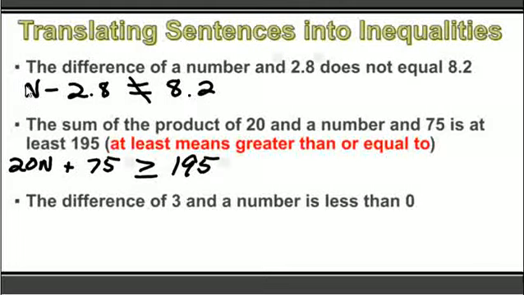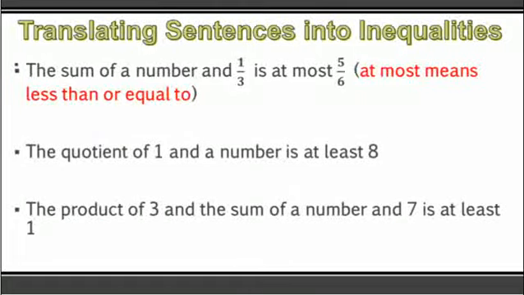So there's my inequality. And the last one on this slide, the difference of 3 and a number is less than 0. The difference means a subtraction. Subtraction of what? 3 and a number is less than 0. And there I have my inequality.